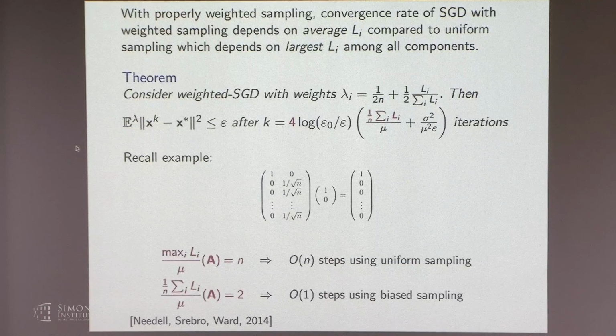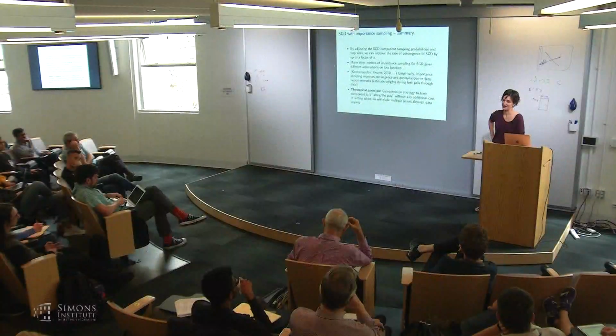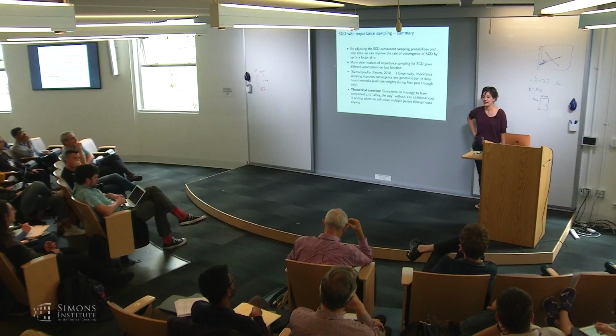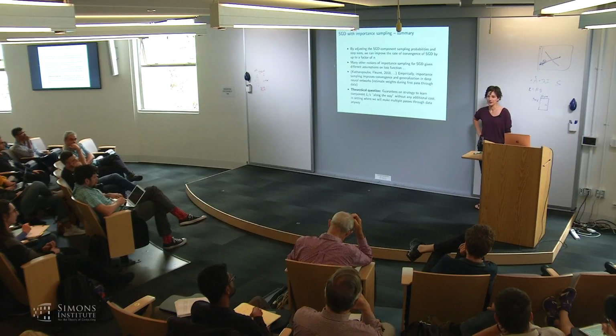If I'm using this with mini-batch SGD, is the little n the size of the mini-batch? Yes. If you're using this with mini-batch, then little n is the size of the mini-batch, and the Li are like the spectral norm squared of the batch matrix.